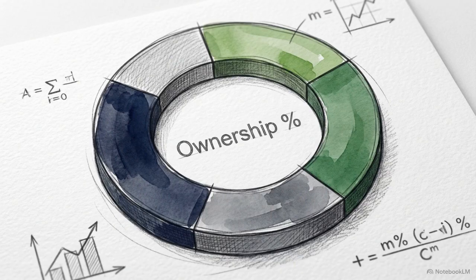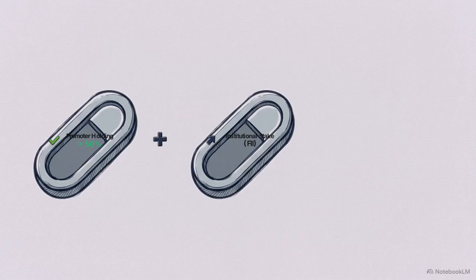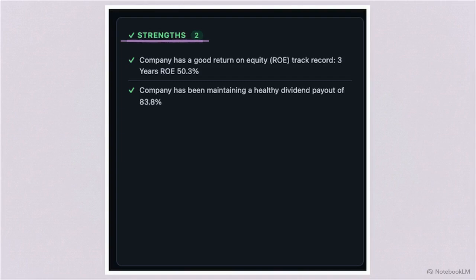The shareholding pattern block measures market conviction. High unpledged promoter holding alongside a strong FII presence confirms both insider belief and global institutional interest. The Strengths panel provides an automated due diligence checklist based on multi-year data. These strengths are grounded in specific performance history, such as maintaining a 3-year ROE above 50%.